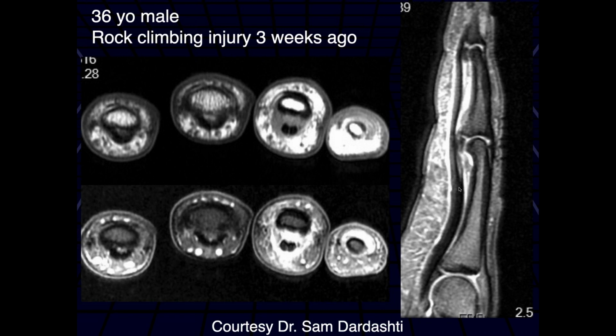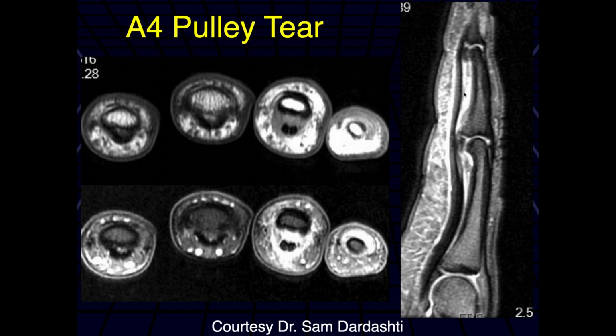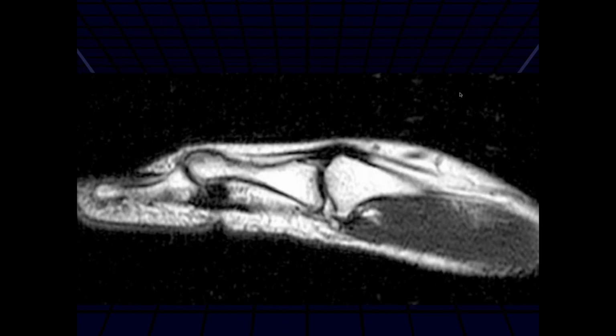So we have another rock climbing injury 3 weeks ago. Again, we can see a lot of edema and irregularity in the region of the A4 pulley, compatible with a tear. Okay, Michael, what do you think of this one?